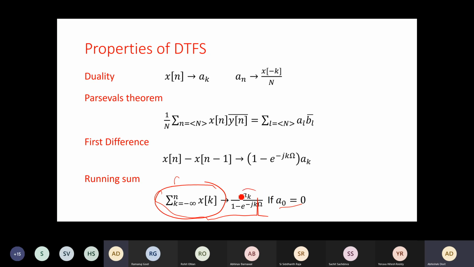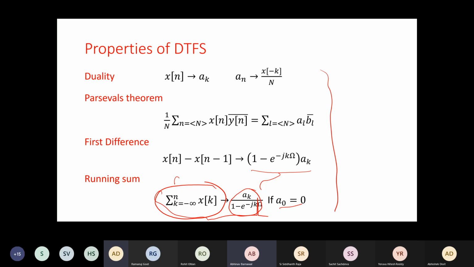So we can use this relationship straight away. We have seen that we had certain problems in using this relation straight away in the case of DTFT if the signal mean is not 0. But here, by definition, if this has to be periodic, the signal mean has to be 0. So you can actually invert this to get this expression. Fine. So these are certain properties which you should go through in the textbook and see for yourself.